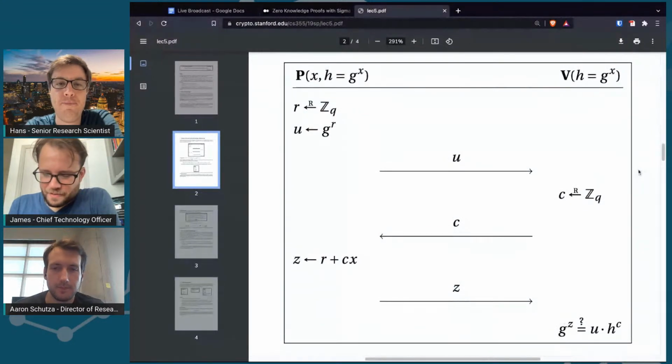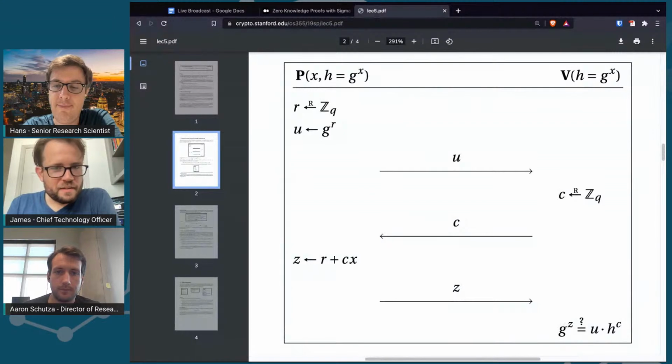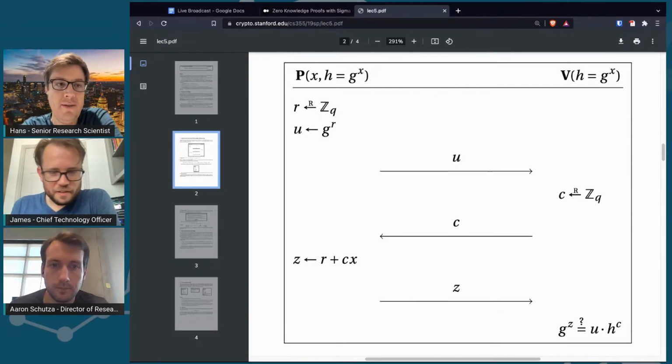Okay, so then you transmit U, and then they hold on to U. Then they pick at random a C, the challenge C. They send you the C.